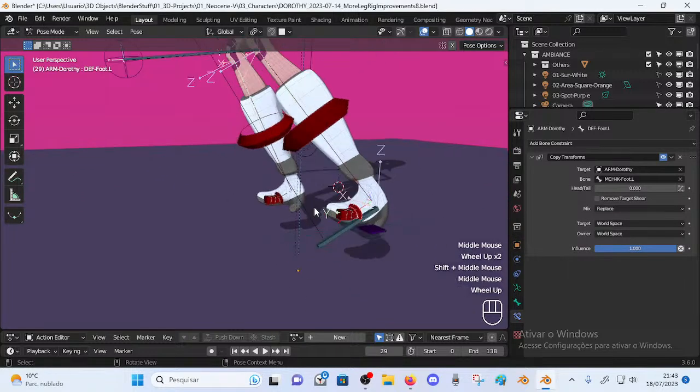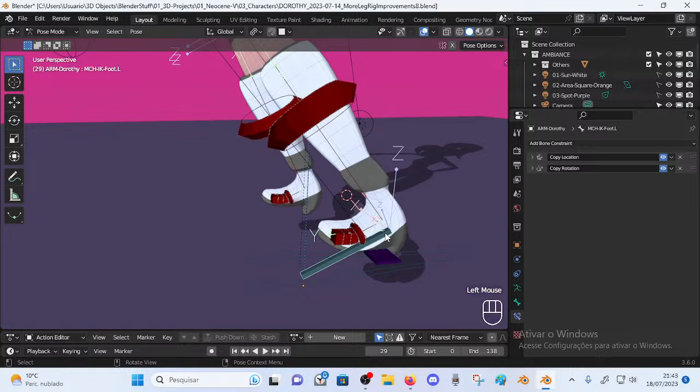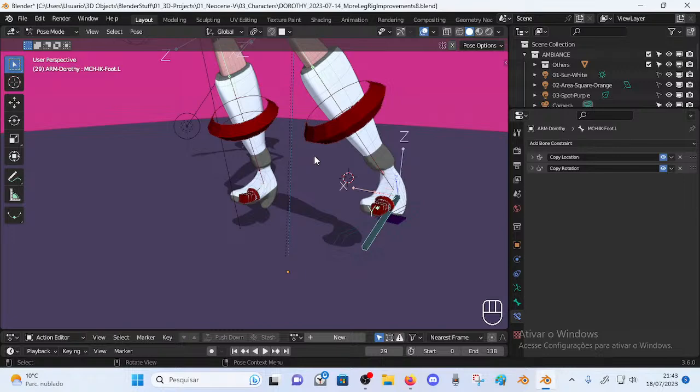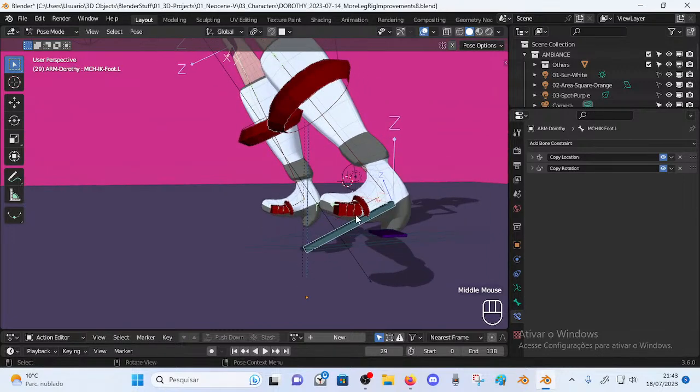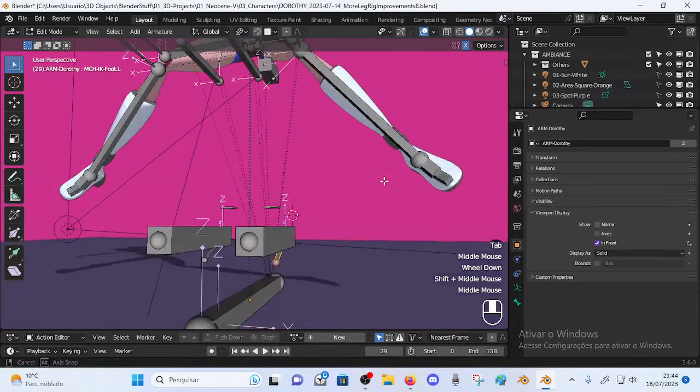So this is interesting. This is a bit off topic, but I have a copy transforms here, and this is copying that one, the mechanical key foot. But this is not actually the key. I've made it differently. This is more a space reference for the transforms here, because it's quite complicated.